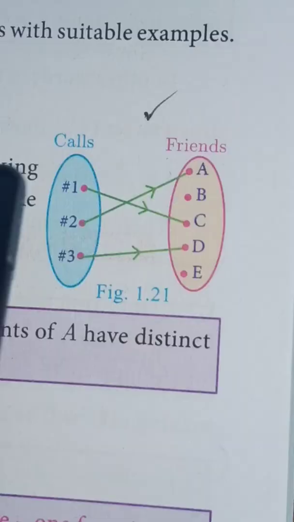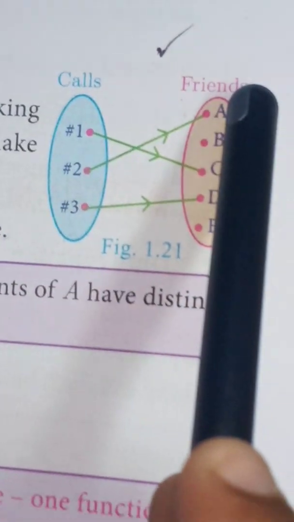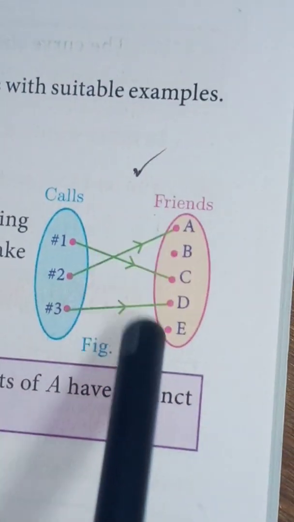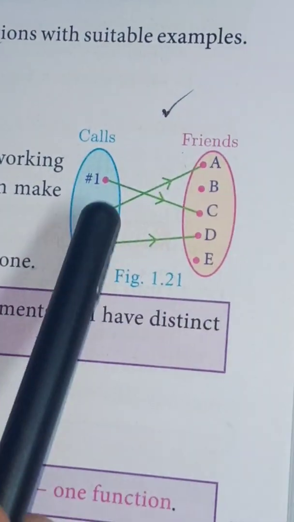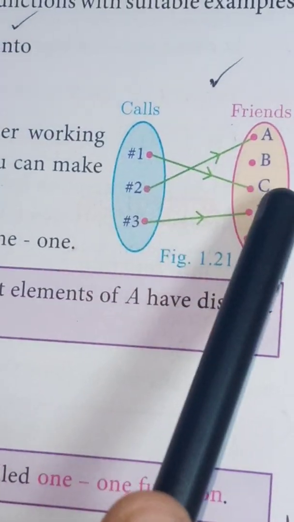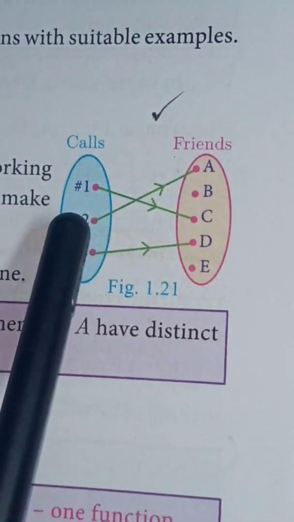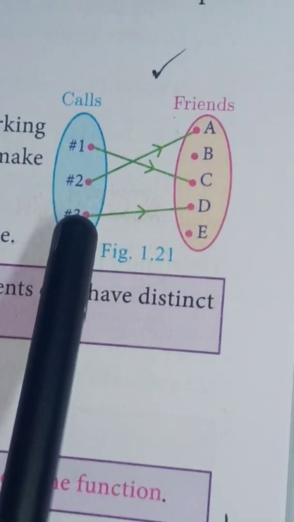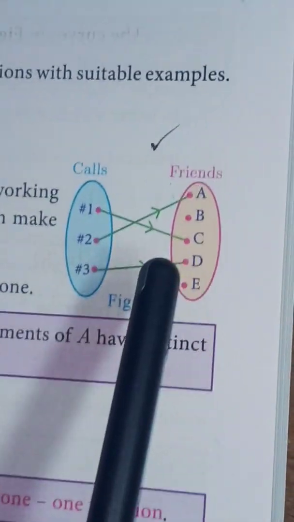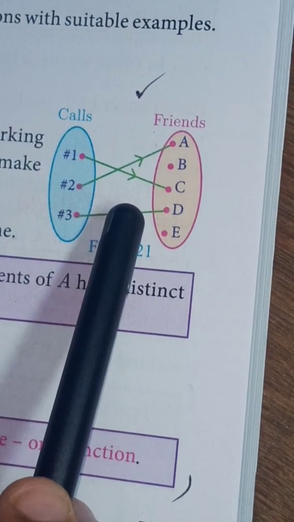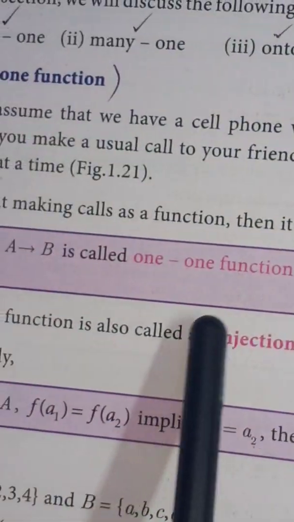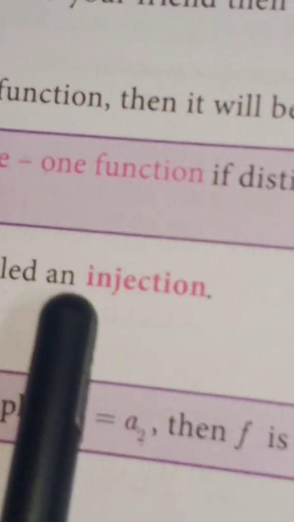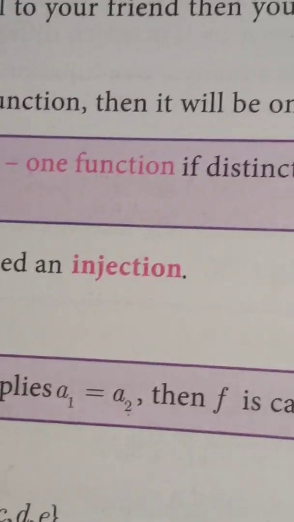So what is given here? Calls and friends. Calls represents the domain and friends represents the codomain. So 1 has the image C, and 2 has the image A, and 3 has the image D. Different elements have different images, therefore it is a one-to-one function. It is also called injection. It's a very important note.